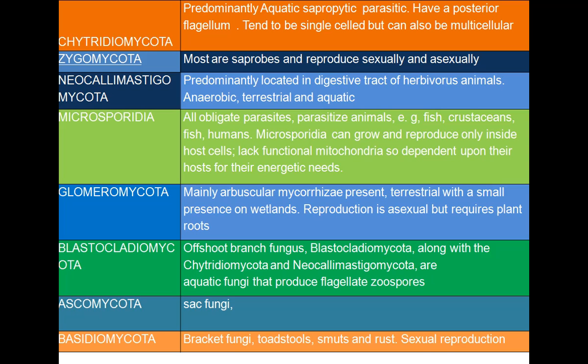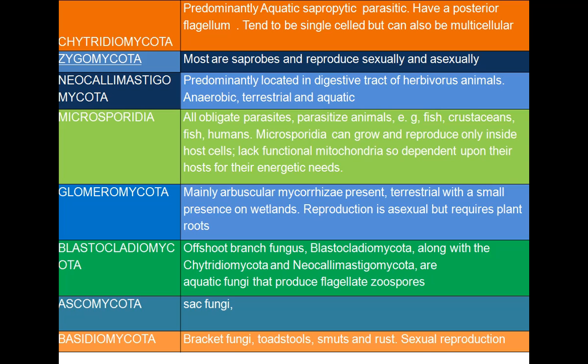Zygomycota, most are saprobes and reproduce sexually and asexually. Neocallimastigomycota, predominantly located in the digestive tract of herbivorous animals, anaerobic, terrestrial or aquatic. Microsporidia, all obligate parasites of fish, crustaceans, humans. Microsporidia can grow and reproduce only inside host cells, and they lack functional mitochondria, so they are dependent upon their host for their energetic needs.